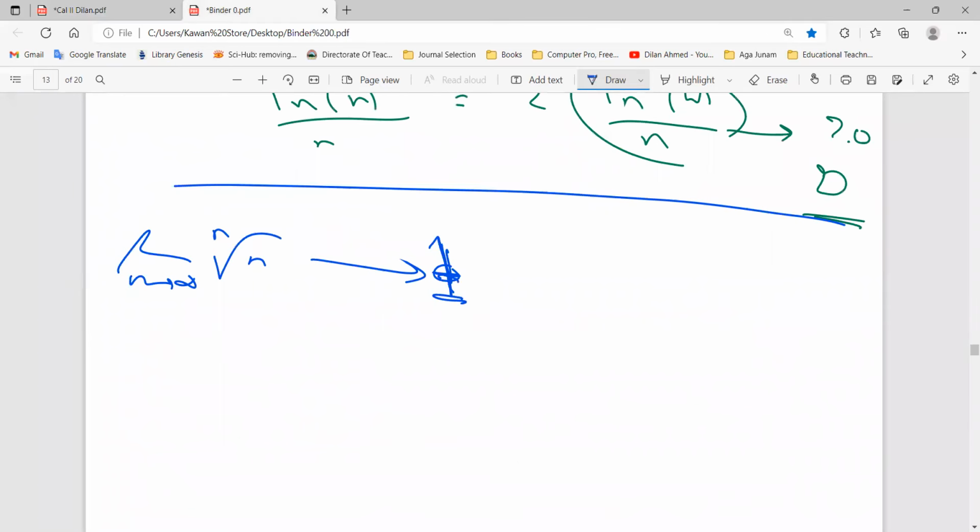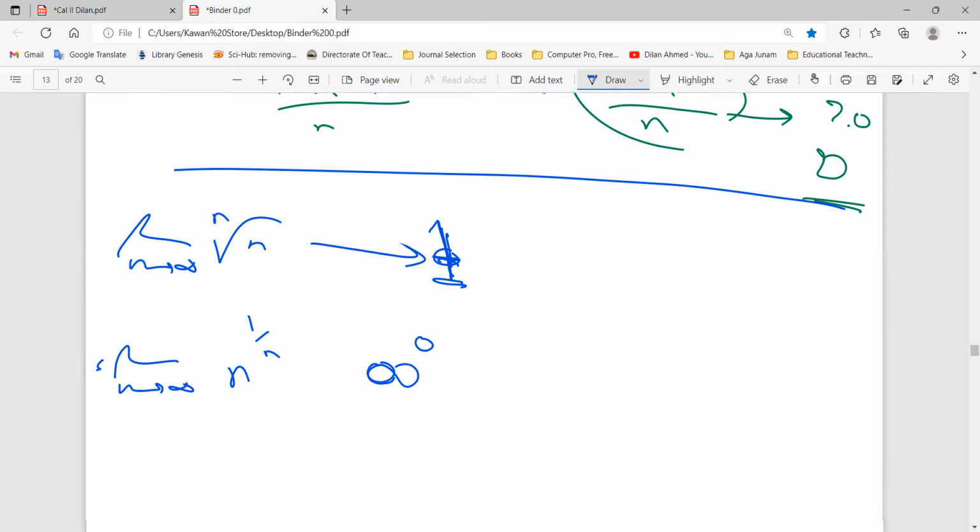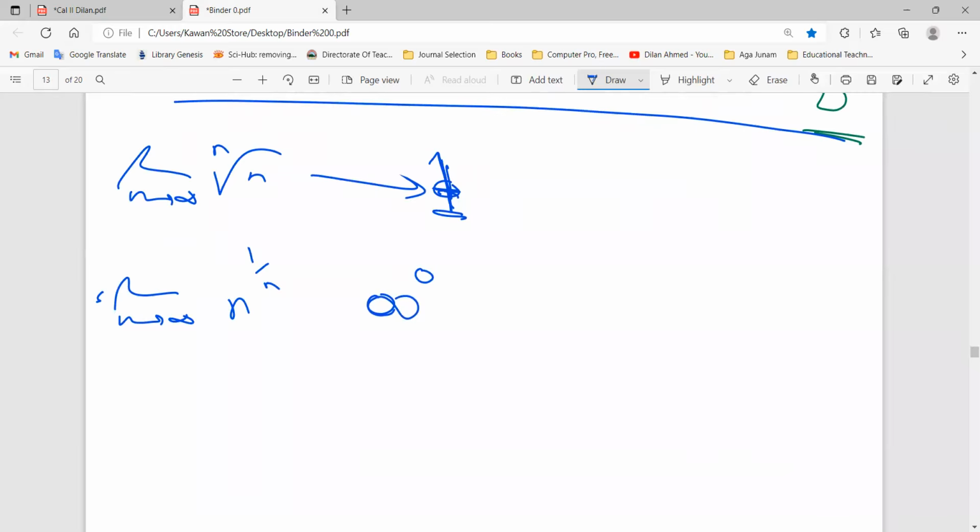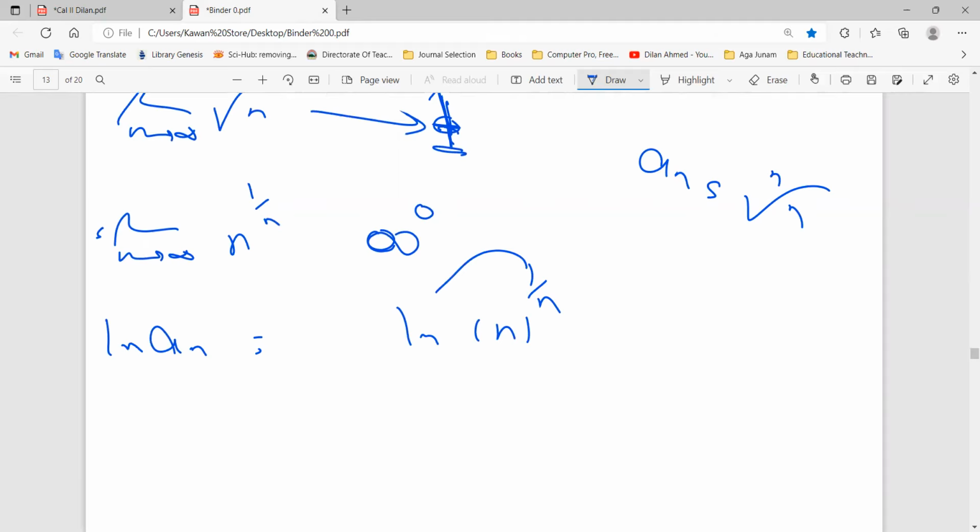Just simply, you can solve it by yourself like that. Am I right? So limit as n approaches infinity of n^(1/n), and that one is infinity to the power 0. So how do we solve that one? We say let that one be an. An is n^(1/n). So ln of an is equal to ln of n^(1/n). How do we solve a power? By ln, many times. So bring that one down. You will get 1 over n times ln of n, right?